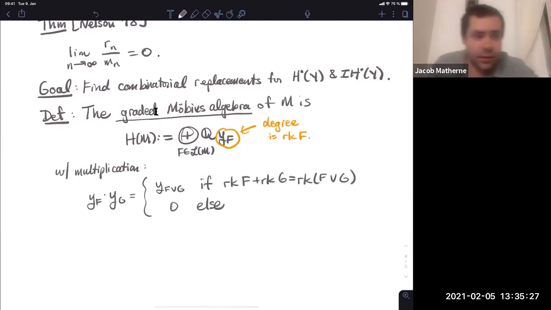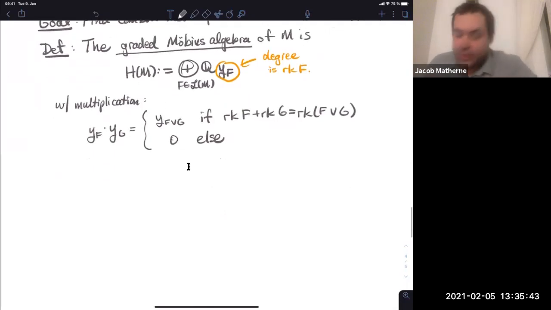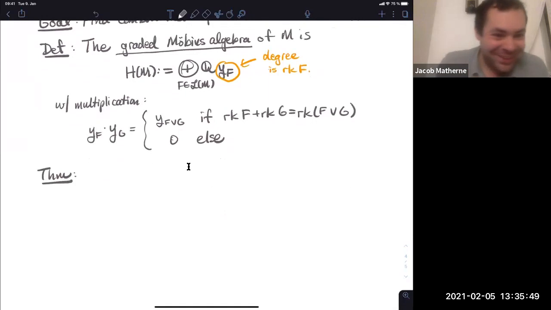Is the join like the intersection of the hyperplane of the subspaces? Yeah, that's right. It's annoying that it's the other way. Yeah, I always forget the symbol. That's right. We're fighting a long, long history of notation here.